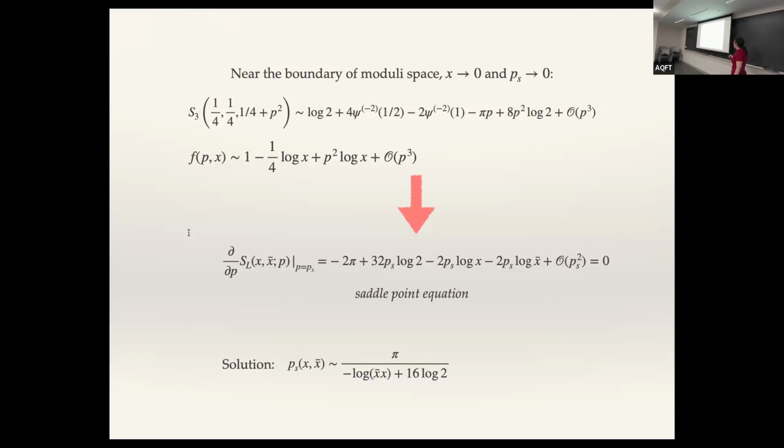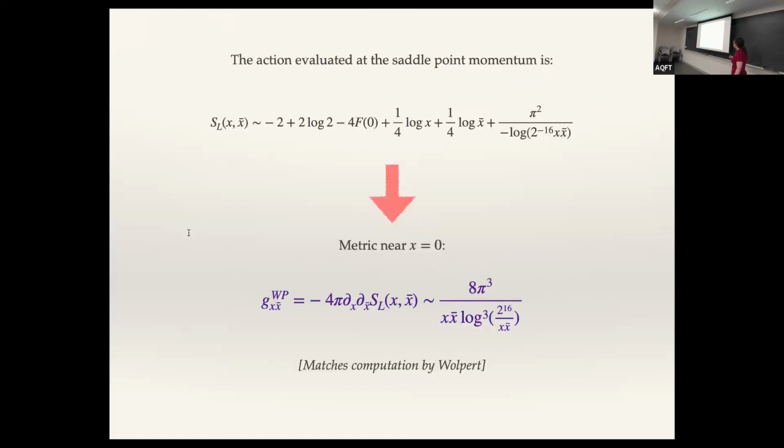And then if you plug this expansion into the saddle point equation and take a derivative and set it equal to 0, you can solve for the saddle point momentum, and the solution is given by this. It's some coefficients, and it goes like 1 over log of x bar, where x is the cross ratio. Then you can plug that into the action, take derivatives, and get the metric near the boundary of moduli space where the cross ratio is equal to 0, and the leading order term looks like this. It matches a computation near the boundary of moduli space done by Wolpert. But we'd like to do a bit better than just expanding near the cross ratio equals 0, which is one boundary of the moduli space.